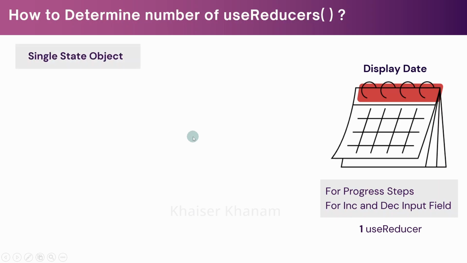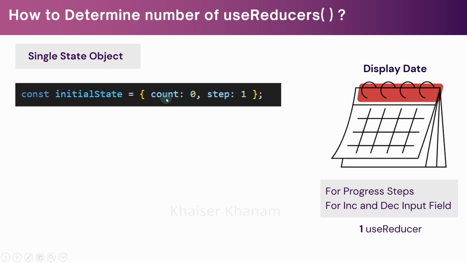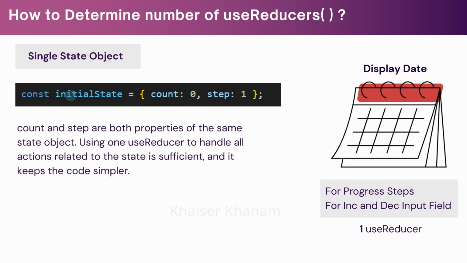Inside this, we have used a single reducer. Accordingly, we have passed a single state object, and inside that we have passed the count property as well as the step property. Both properties are passed inside our initial state. So in this project we are using only one reducer, with one reducer function which will manage this entire state update logic. We have used only a single reducer for this entire project.